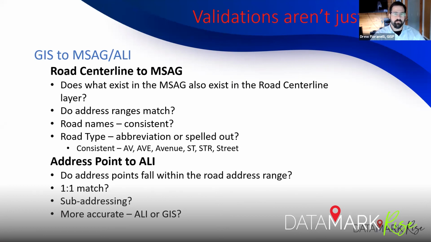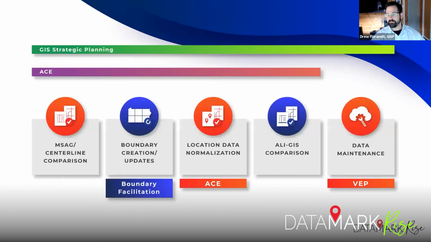Do we have one-to-one matches? Is our sub-addressing matching? Where does a street name change from Main Street to Main STR back to Main ST? That's an anomaly in the data that we need to correct before we provision our data.